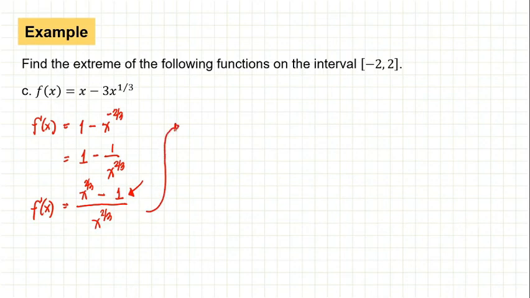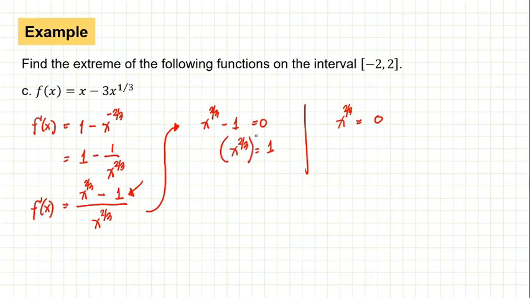So, equating these two values here, we will have x to the 2/3 minus 1 equal to 0, and we have x to the 2/3 equal to 0. This is for the numerator. This is for the denominator. Then solving for x, just add 1 to both sides. So you will have x to the 2/3 equal to 1. Then solving for x, to remove the 2/3 and make it 1, we will raise both sides by 3 halves, right?